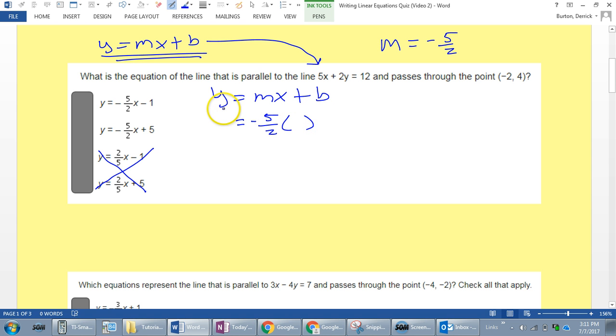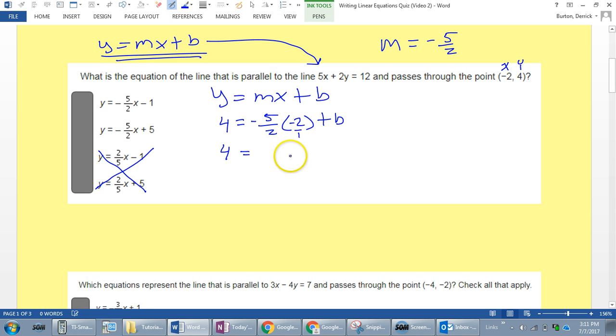Now, where am I going to get a y value from? The B. Give me a number. What's the y value that I have? 4. There you go. What's the x value that I have? Negative 2. Negative 2, right? Because when they give us a point, they're giving us an x and a y. So we have 4 and negative 2. We have everything except for b, so we should be able to solve for it.